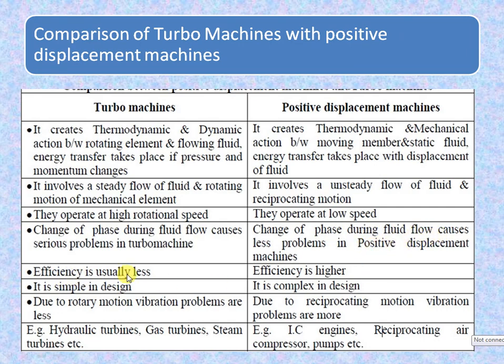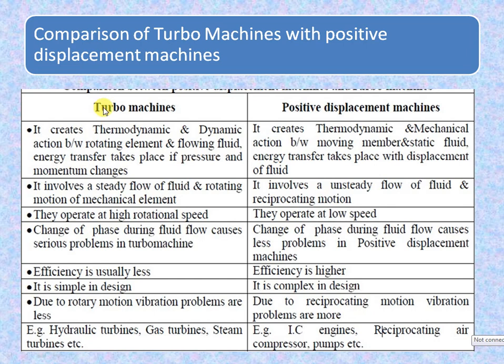The efficiency of a turbo machine is usually less. Efficiency is higher for a positive displacement machine. A turbo machine is simple in design because it is a balanced type of machine. A positive displacement machine is complex in design. Due to rotary motion, vibration problems are less. Already we have discussed that it is a balanced type of machine, so there is no vibration or the vibrations are less. Due to reciprocating motion, vibration problems are more.